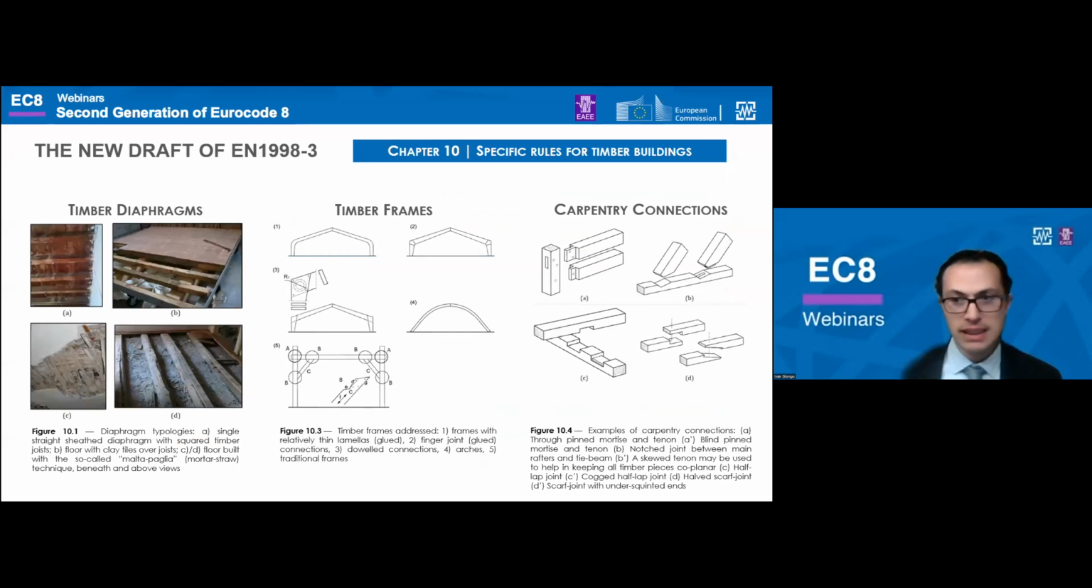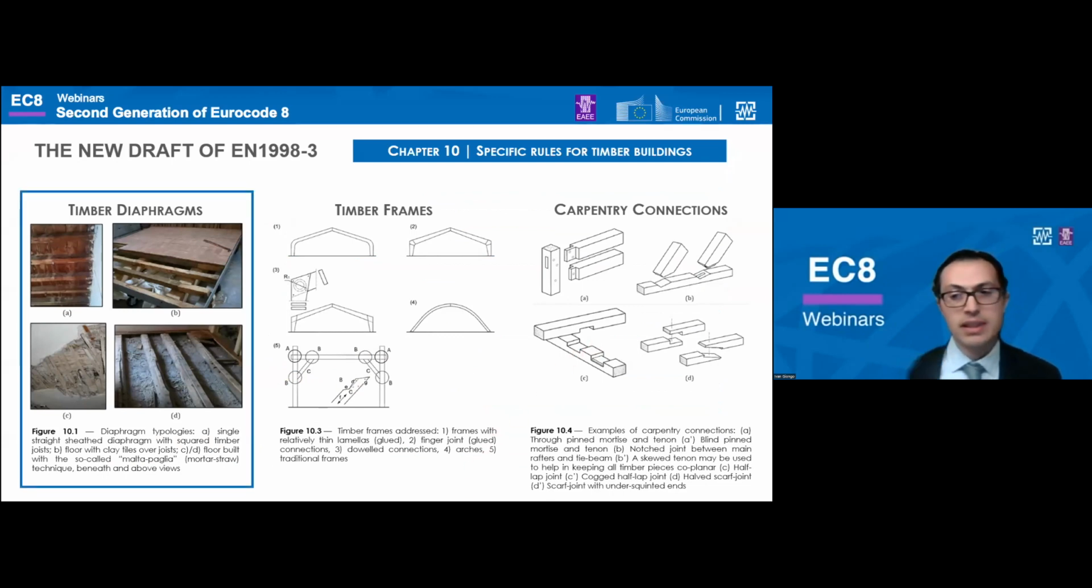For the time being, chapter 10 focuses on three main structural components: timber diaphragms, timber frames, and carpentry connections that, of course, are also made of timber. My presentation will concern primarily timber diaphragms and the new user-friendly procedure to assess their in-plane performance and design effective retrofit, especially when the retrofit is also made of timber.